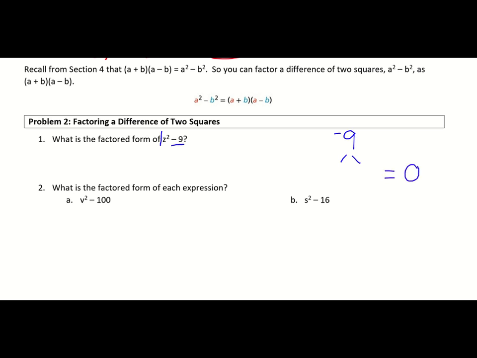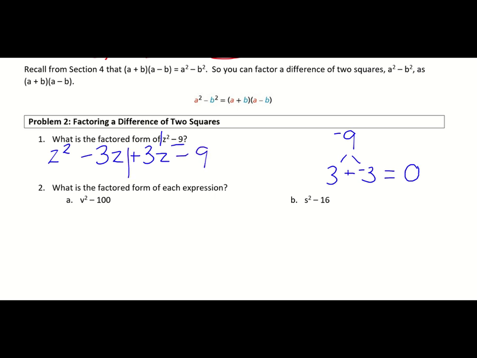If there's no middle term there, that means it's a 0. So I'm going to need two numbers that multiply to negative 9 and add to 0. That would be 3 and negative 3. So when I rewrite this, it's going to be z squared minus 3z plus 3z minus 9.